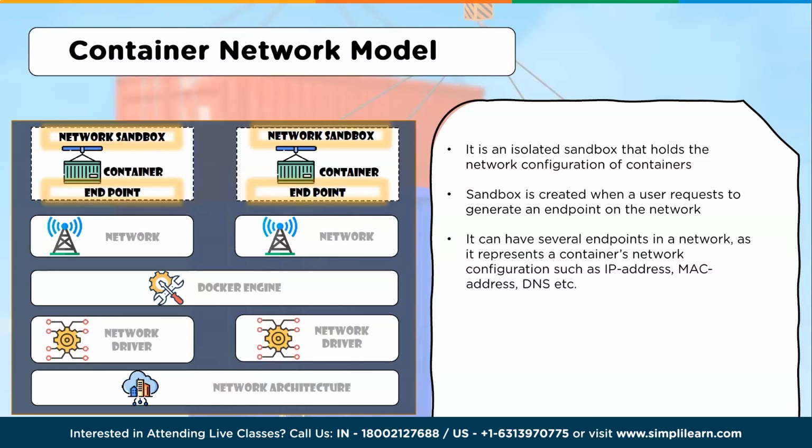It can have several endpoints in a network, as it represents a container's network configurations like IP address, MAC address, and DNS name. Every container will have its own unique IP address, right? So that can be a particular endpoint to connect to that container, and it can have different endpoints in different networks. Those possibilities are always available.